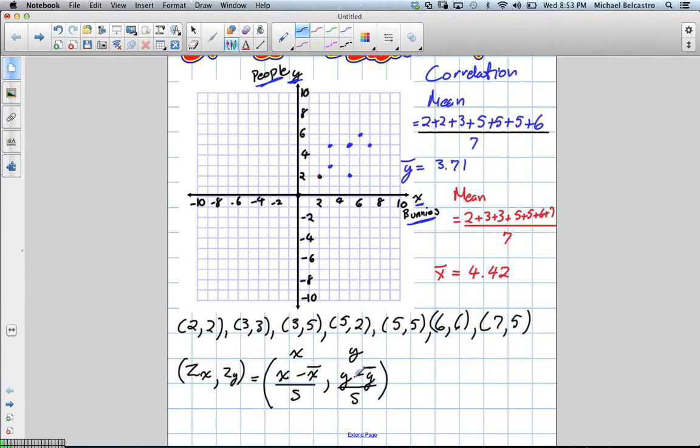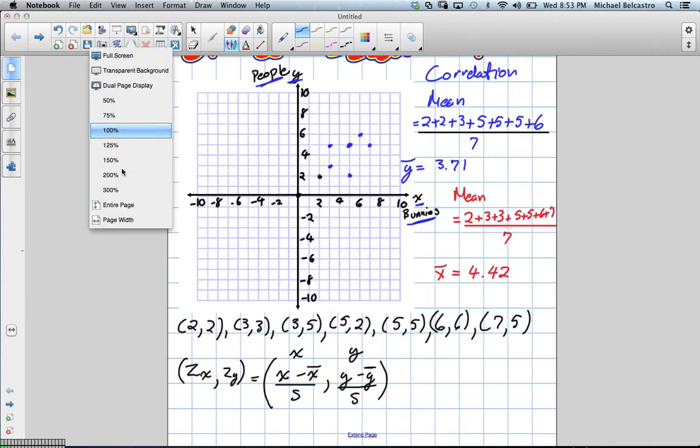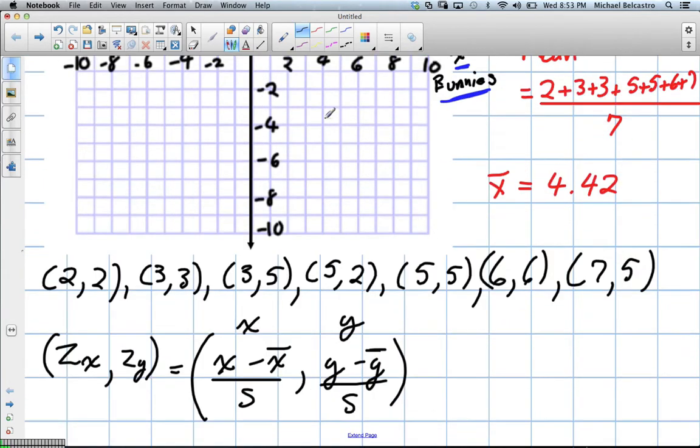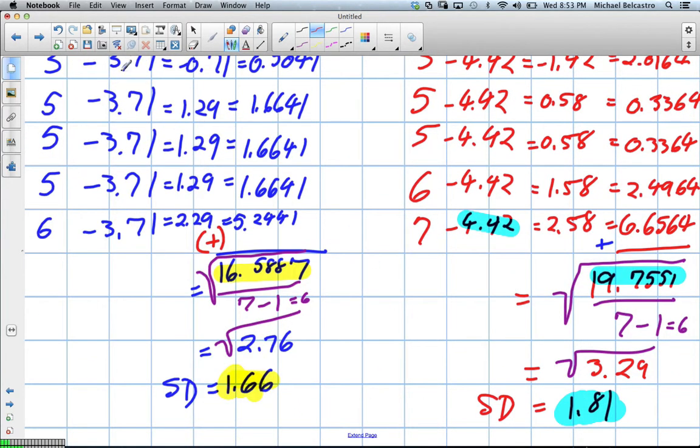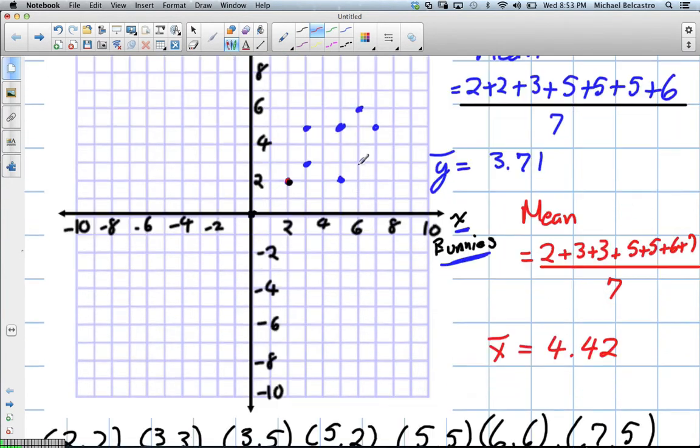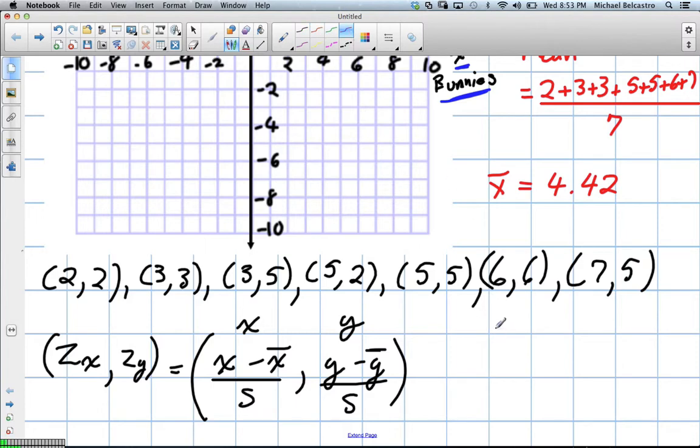So we'll go through one or two here, and then we'll actually pause again and get all the information because we don't want to go through that whole process again, right? So let's jump back in page width. I'll scroll down here. So just to recap and help you remember this, 1.66 and 1.81. Okay, so the standard deviation of people was 1.66, right? Okay. And the standard deviation of bunnies, 1.81.